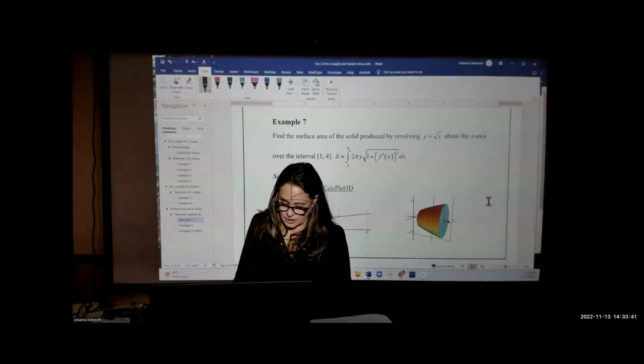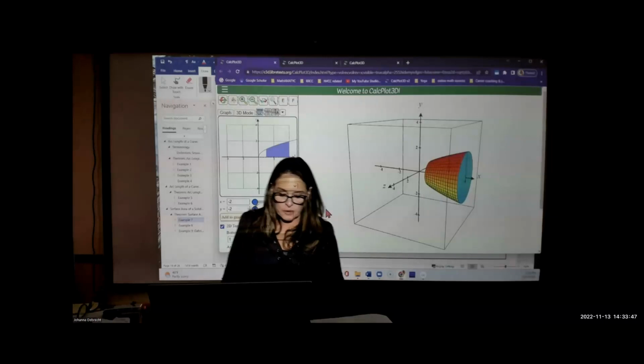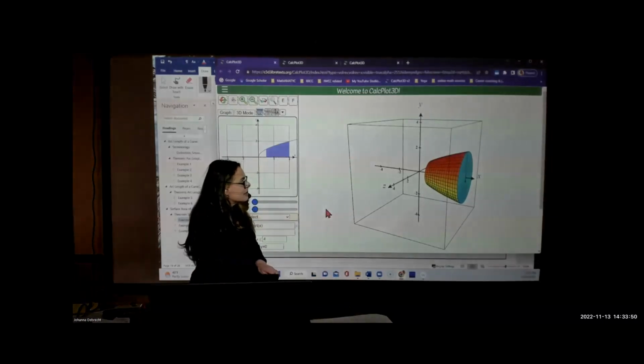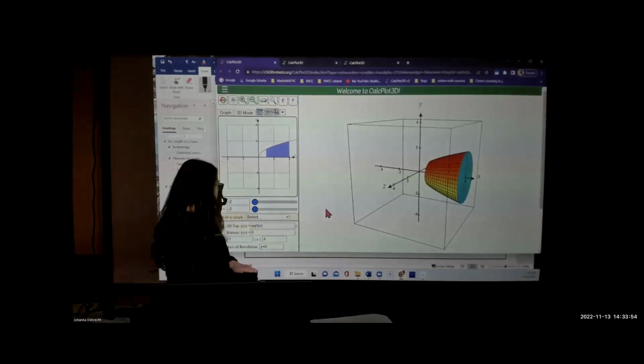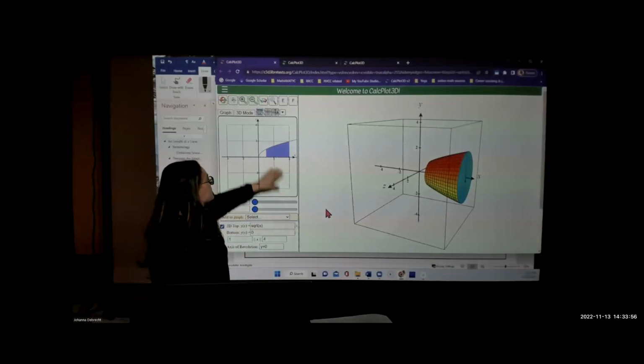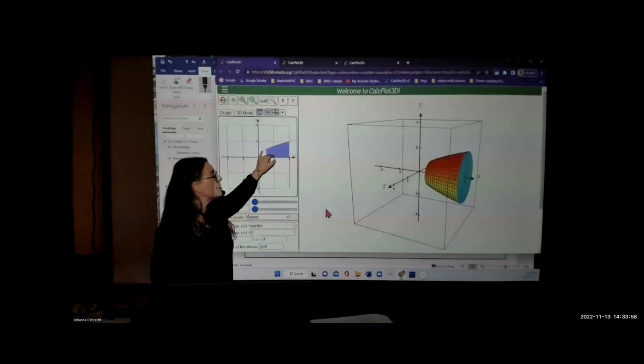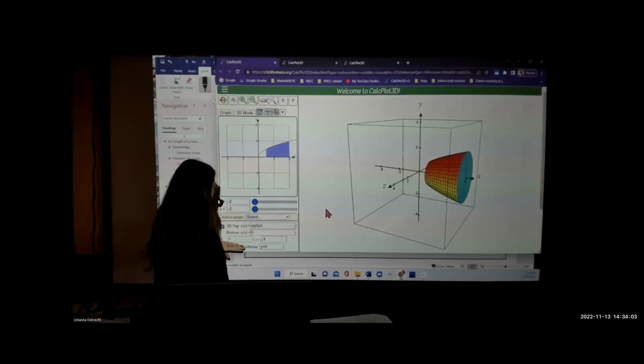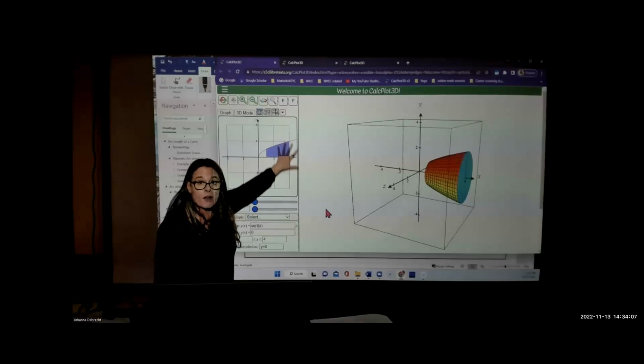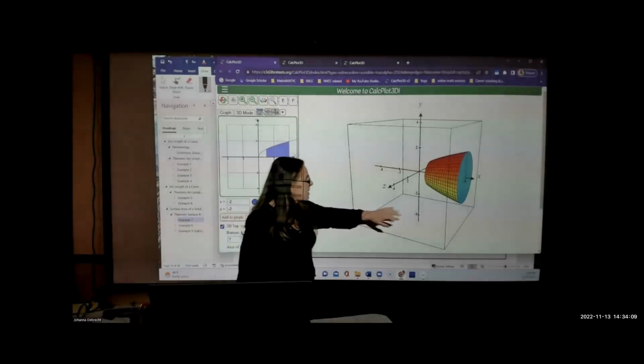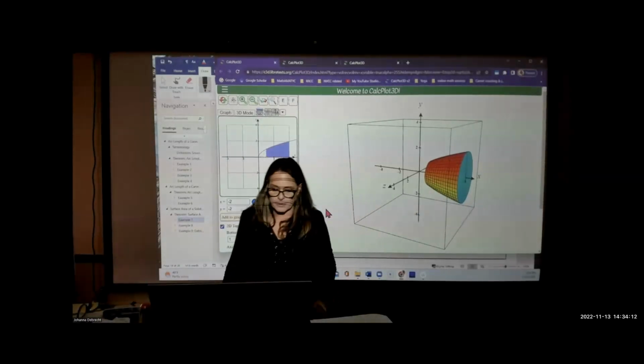Now let's take a look at what this graph looks like over here on CalcPlot 3D. If you have the link, if you have my lecture notes, you can go to this one. This is what this one looks like. This is the square root of x, and you can see the function over here in the 2D trace plane. And we're going from x equals 1 to x equals 4. So from 1 to 4, and then we're going to revolve this shape around the x-axis. And this is what it looks like once it's revolved.